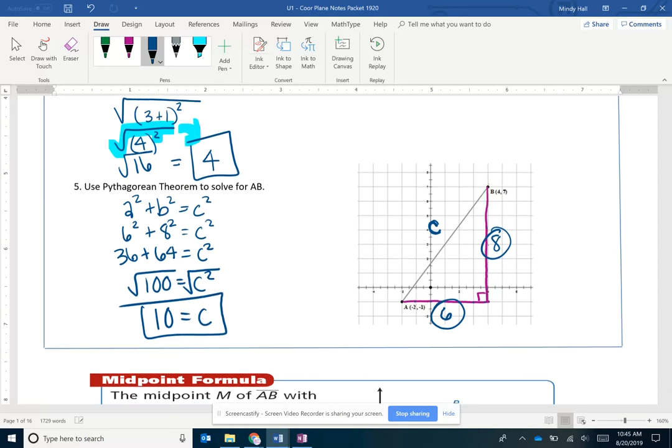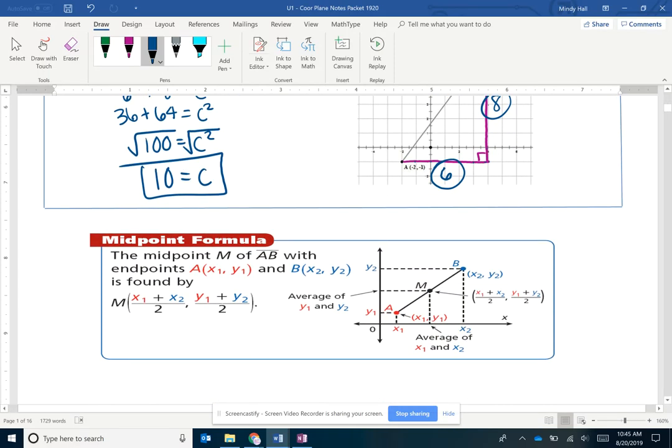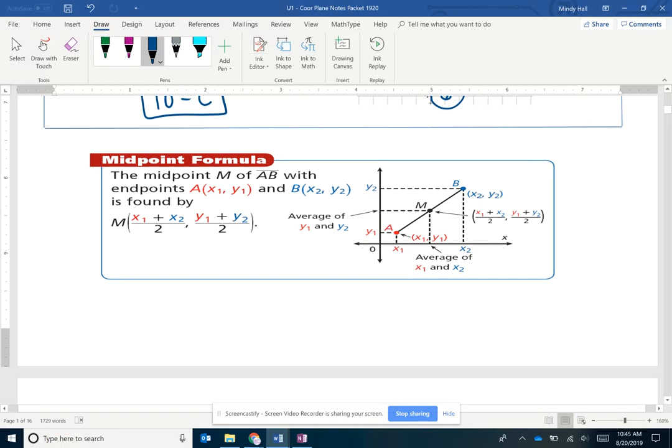Boom, done. So our midpoint formula, so anytime we want to find the midpoint of any line, whether it's straight or whether it's horizontal, vertical, or diagonal like this one, is you add the x values together and then divide it by 2. And then you add the y values together and divide by 2. And notice that is your ordered pair. So you should have your x and your y still.